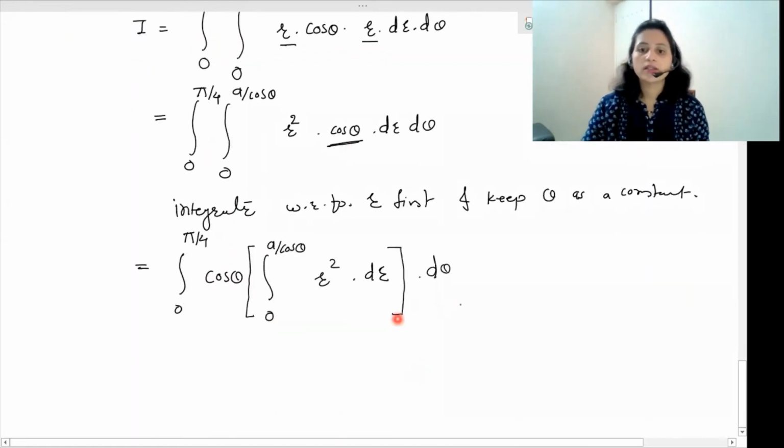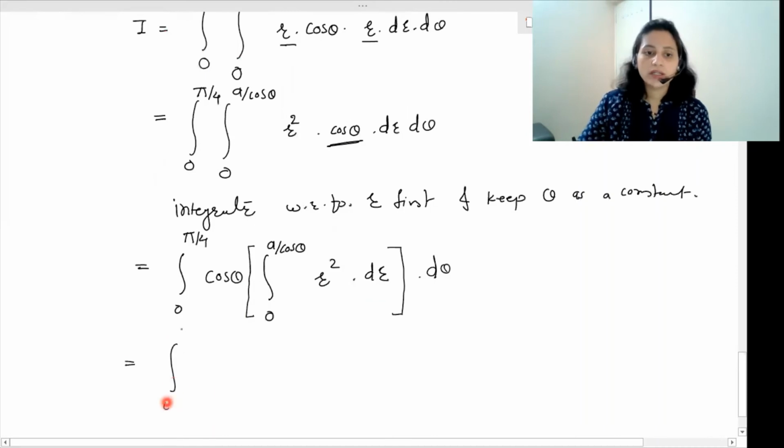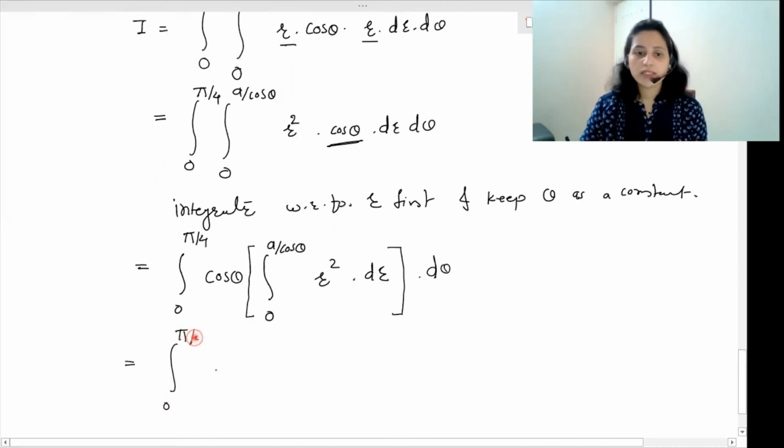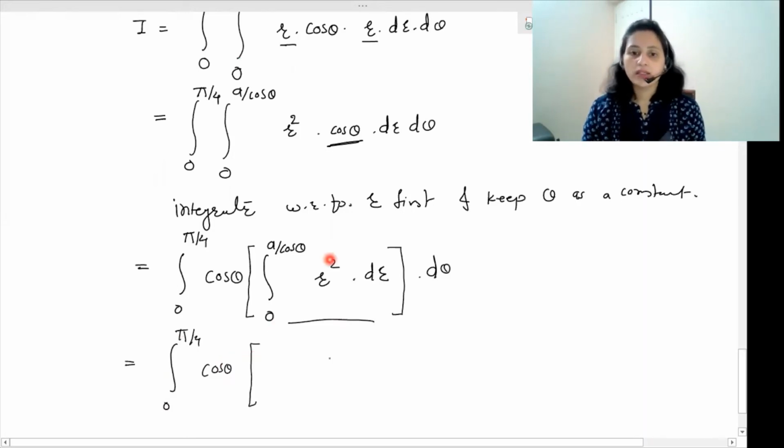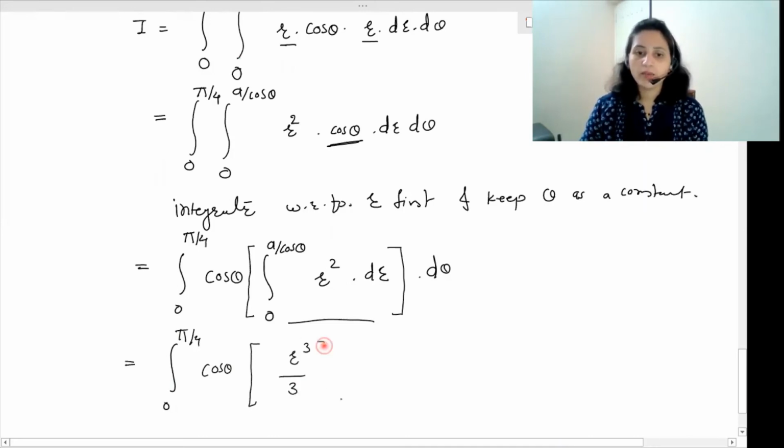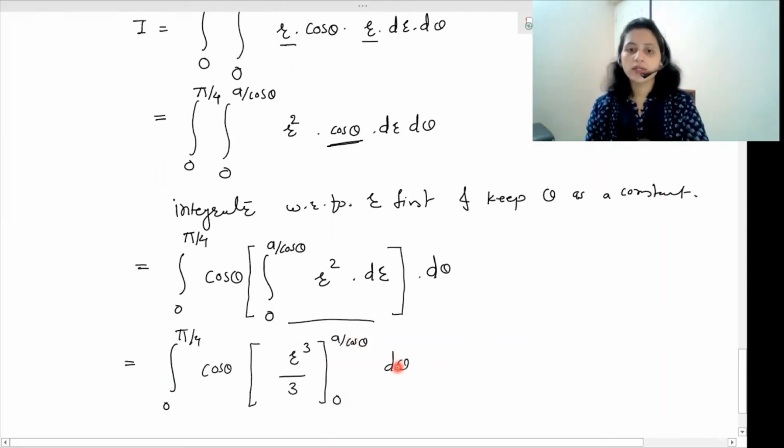Now next, this d theta as it is. Now the next term, outer integral pi by 4, this is as it is, cos theta as it is. Now we have to integrate this bracket, right? The integration of r square is r cube by 3, right? Limits 0 to a by cos theta, and this d theta remains as it is, okay?